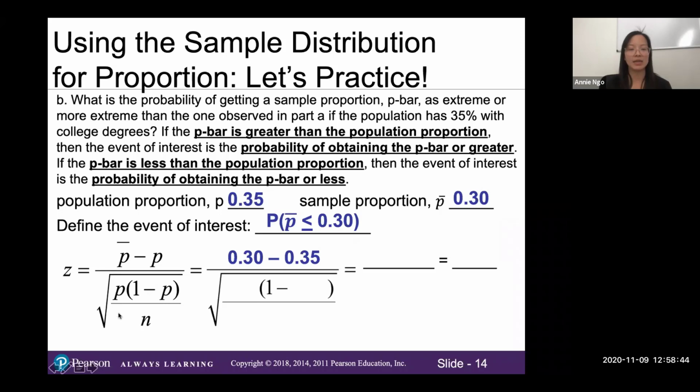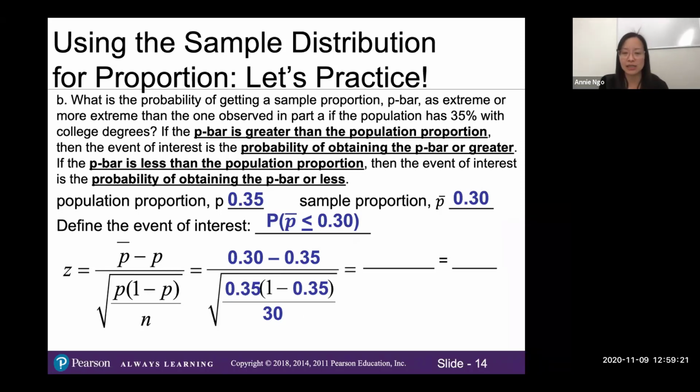And then in the denominator, what goes down there? What number? The p right here, that's our population proportion. So it's helpful to look for the similar symbols. So p and p, we're going to be putting 0.35 in the denominator. And our n was the 30 from the last slide. How many yeses and nos on the same screen?